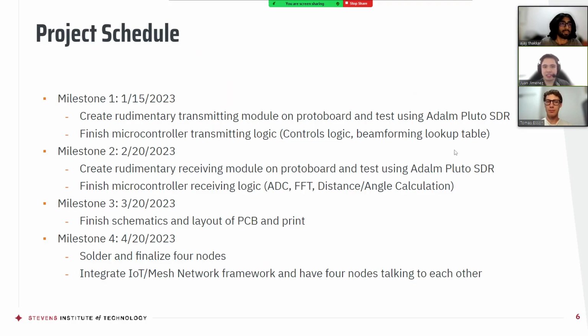As AJ was saying, our plans are really to implement this using ICs and eventually to have it printed on an actual physical PCB board. So our first milestones are around prototyping and testing out the ICs on protoboards. And we hope that by the end of our senior capstone project, we'll be able to have the full layout of the PCB printed and create the 4 nodes to implement our prototype missile defense design.